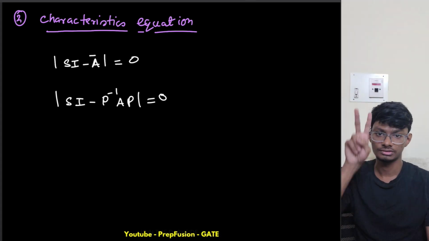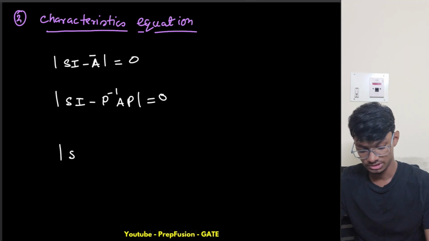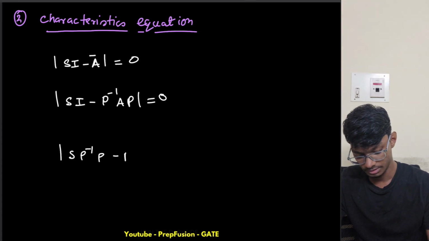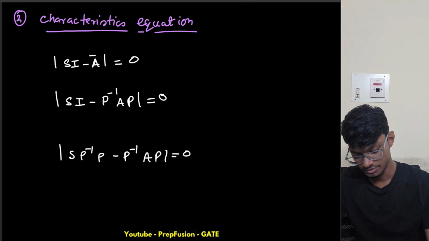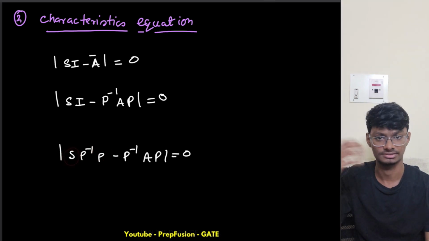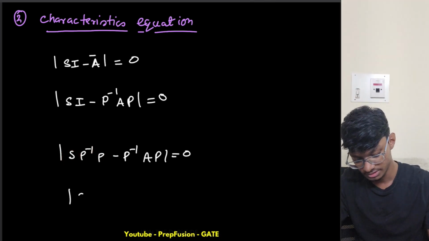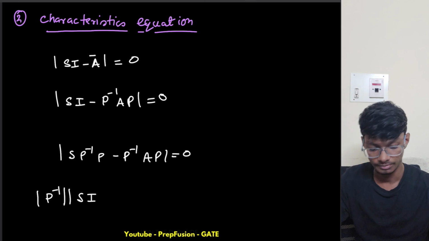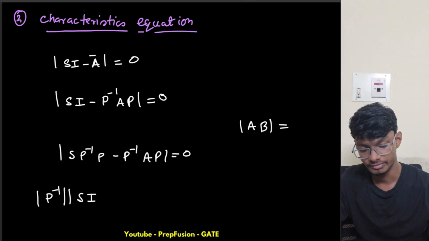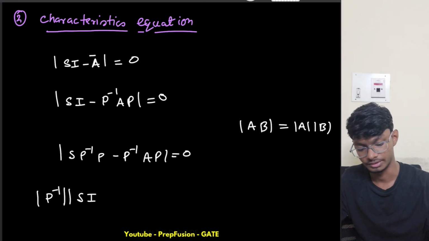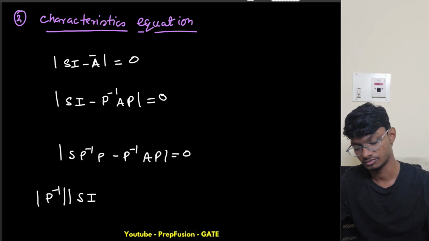So again I will replace I, but this time I won't replace with P inverse, I will replace with P inverse P. So determinant of S P inverse P minus P inverse AP equals 0. This time I can take the pre common of P inverse and post common of P, right? S is just a scalar, so this will remain SI. I also have to take the determinant, because if I want the determinant of AB, I can write this as determinant of A times determinant of B. Just that property I am using.